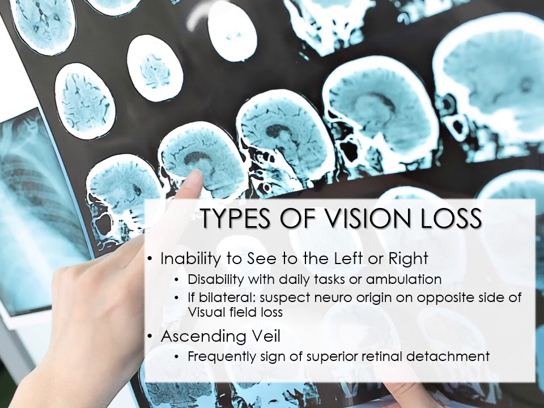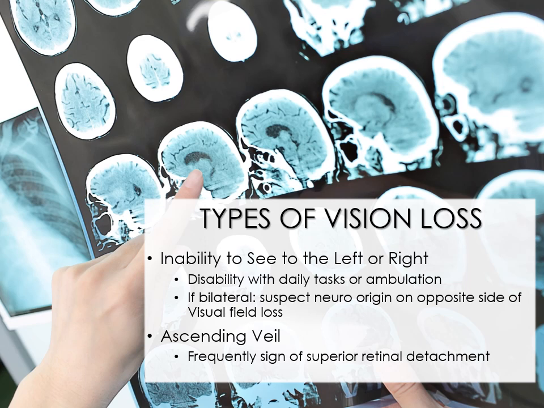If a patient states that they can't see to their left or to their right, they may also complain of difficulty seeing to do their daily tasks or trouble getting around. If they have a visual field defect where they can't see on the left or the right, we would suspect neurologic origin on the opposite side of the brain of the visual field loss.